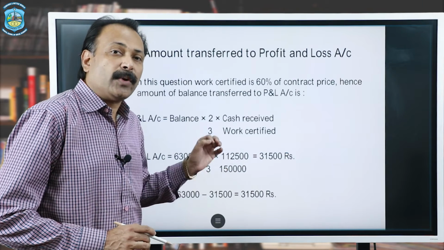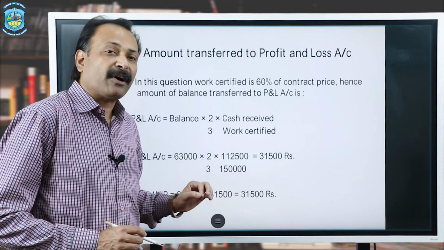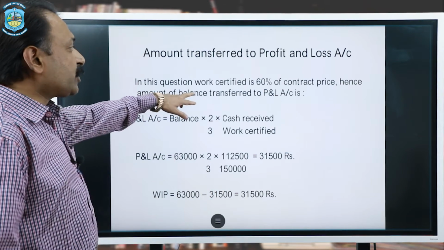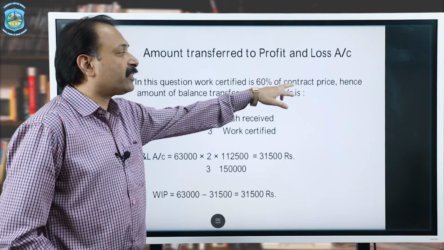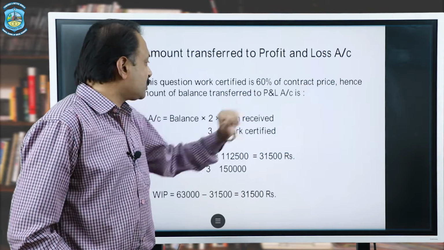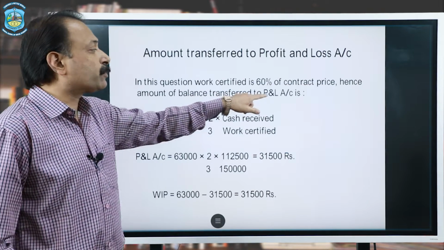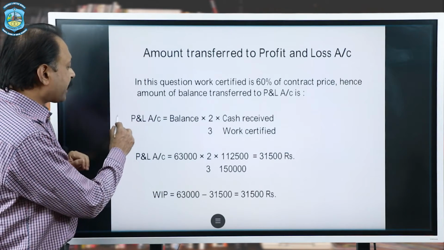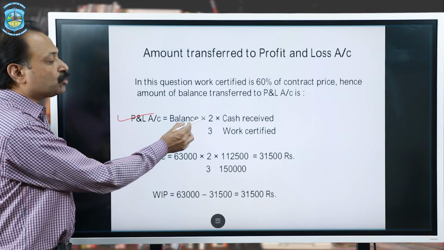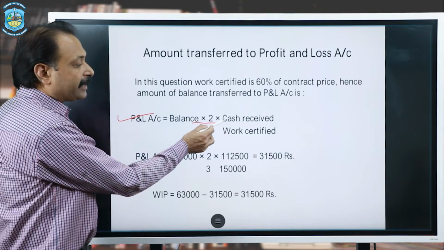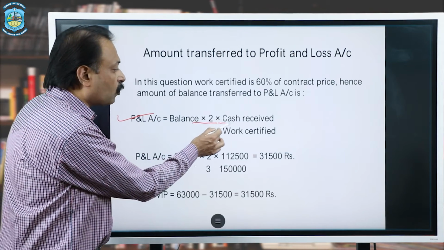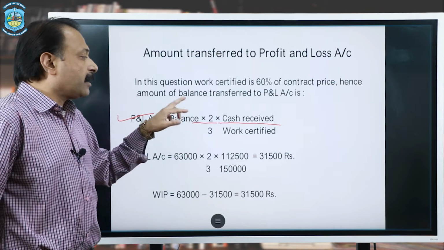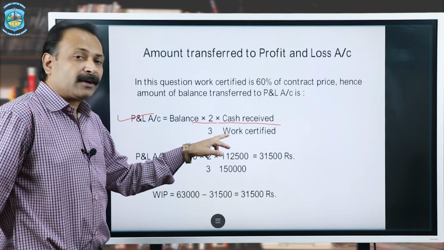This is the way we are going to transfer the amount to profit and loss account and work in progress account. See, in this question, work certified is 60% of the total contract price. Hence, the amount of balance transferred to profit and loss account is, we are going to use the formula: profit and loss account equals balance into 2/3 multiplied by cash received upon work certified. This is the formula.